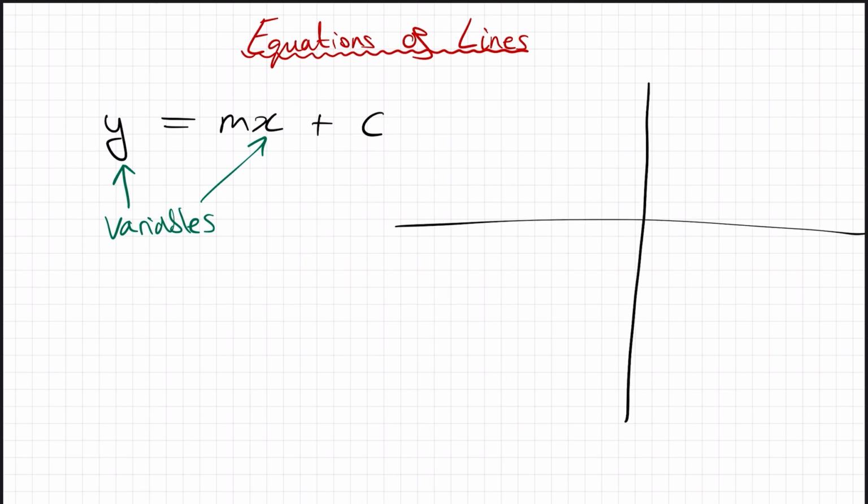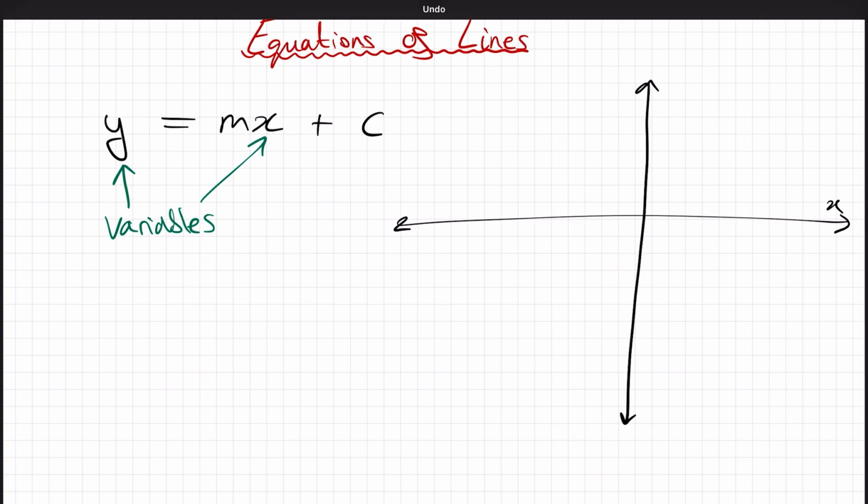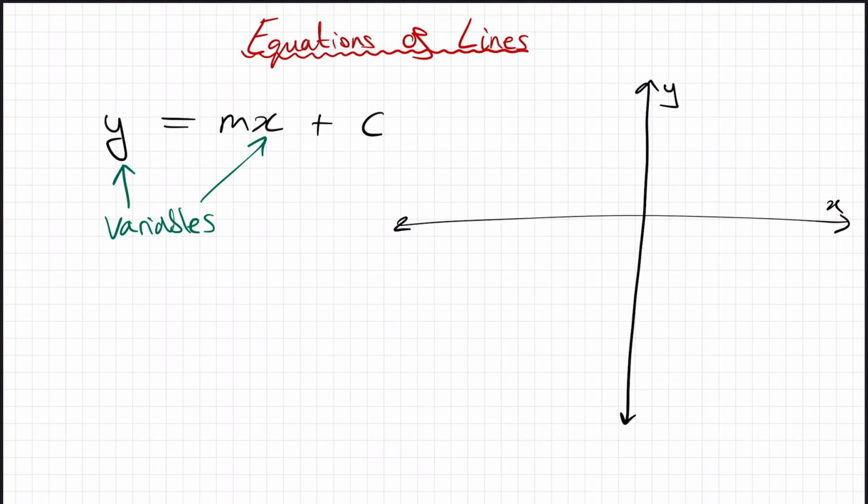And obviously these variables are important because they make up the axes. So the x-axis is called that because it is the value of x, and similarly, the y-axis is called that because it's the value of y. So you've got the variables.